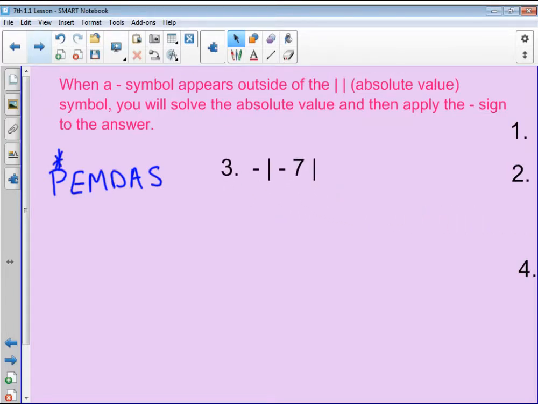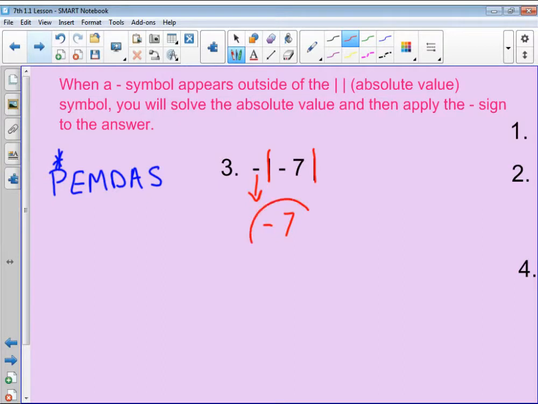Why don't you go ahead and try this one? For this answer, the absolute value of negative 7 is 7. Now we'll go ahead and apply that negative sign that's on the outside. Final answer is negative 7.